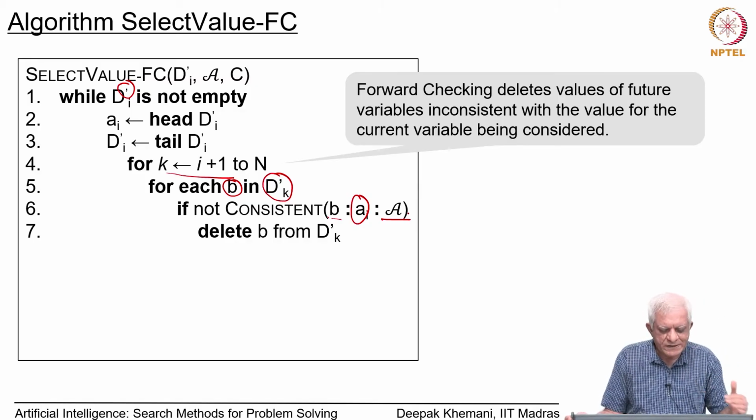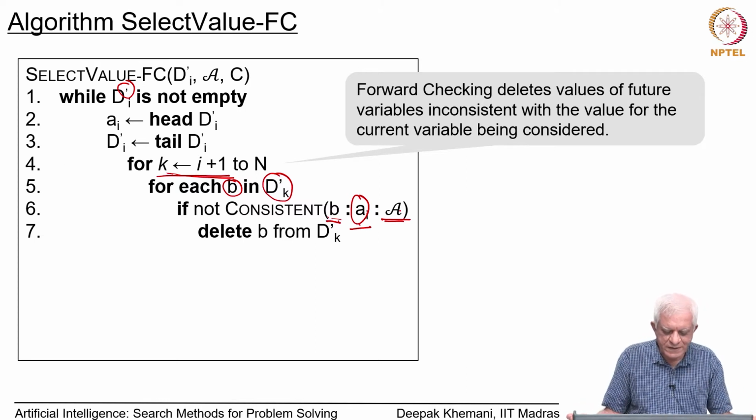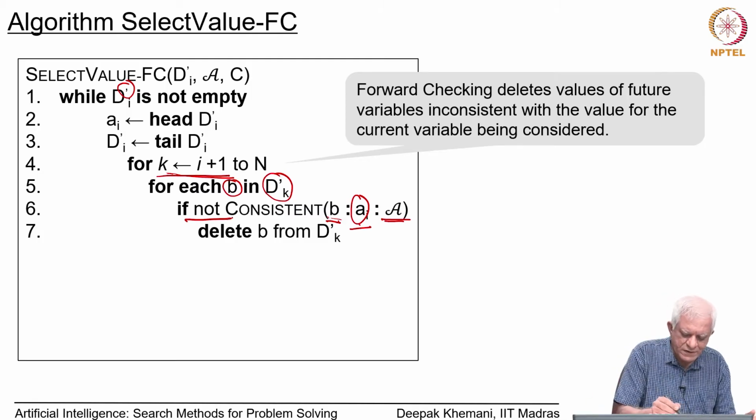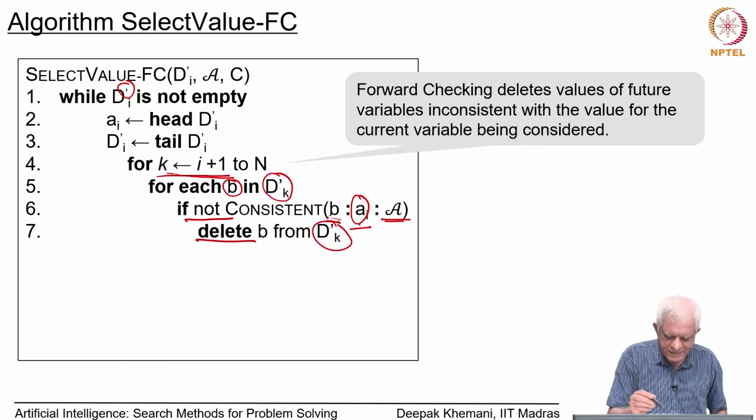So, what is forward checking doing? It is looking for a value for the ith variable, then it is looking at all future variables, which are i plus 1 onwards, and for each row in the future variables, it is considering whether the value b is consistent. If I choose b for the kth row, and I choose a_i for this row, and I already have a past assignment, then will this whole thing be consistent or not? If it is not, then you delete it from the domain of the kth variable.